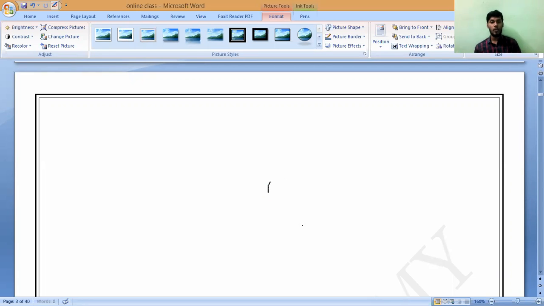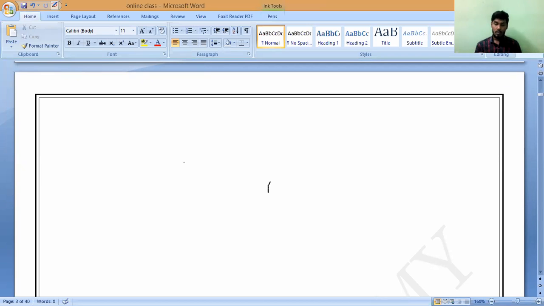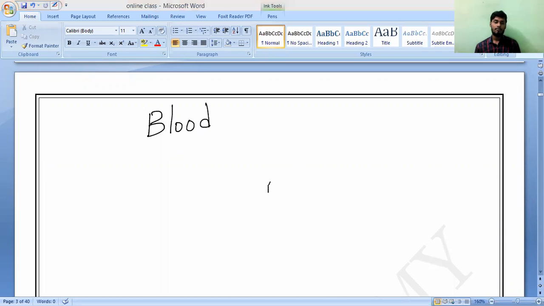Together if we combine these four, what did we used to call it? Nobody can say. What is this? These four cells together, we used to call it as what? Blood. Blood, sir. That is what.